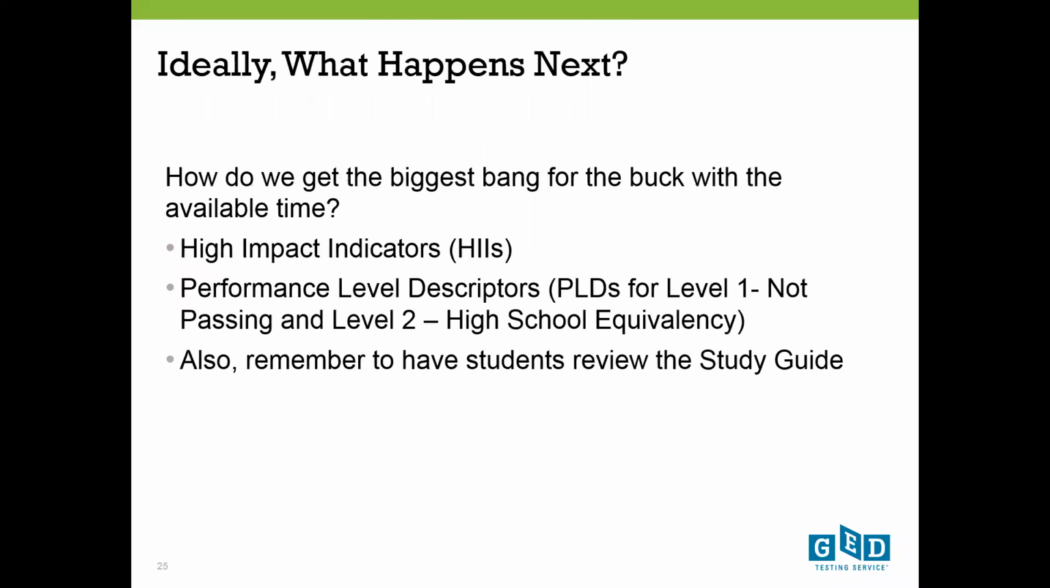So, how do we get the biggest bang for the buck, as it were, with the available time? Track this feedback back to the high impact indicators, which are actually on the website. Use the performance level descriptors, specifically level 1 and level 2, where the first one is not passing, and the second one is the high school equivalency level. And also remember to have students review the study guide.